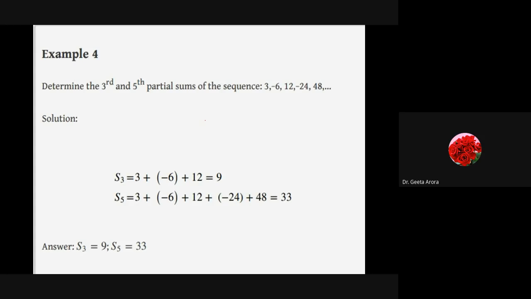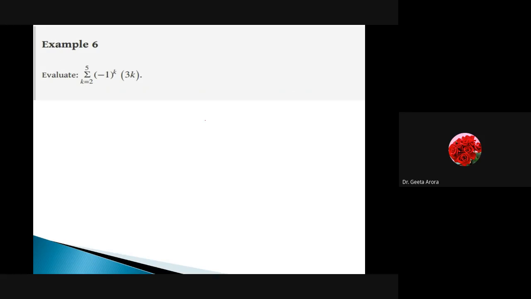So what we have taken for S3, we have taken the first 3 terms. For S5, we have taken the first 5 terms and have the answers. Then we have obtained the answers to evaluate the summation notation. We have used k taken from 2 to 5, (-1)^k into 3k.